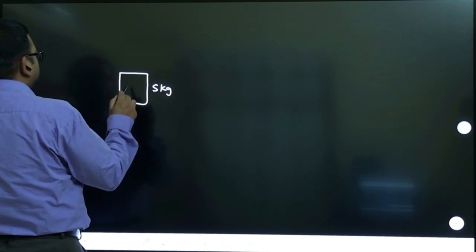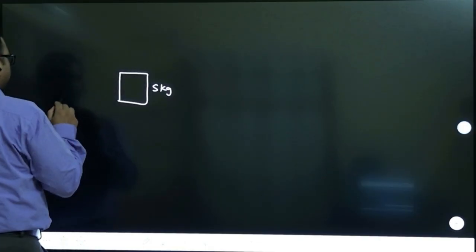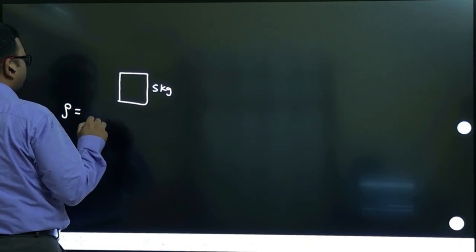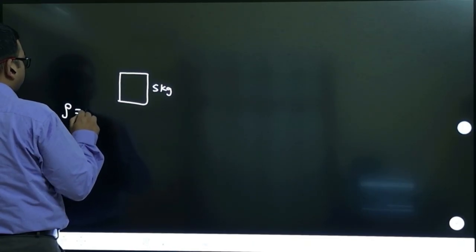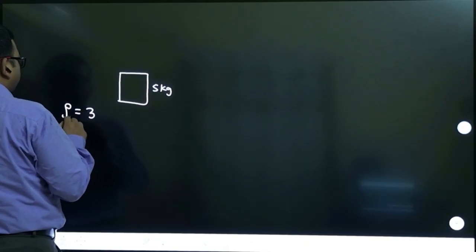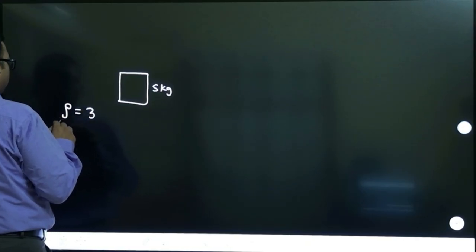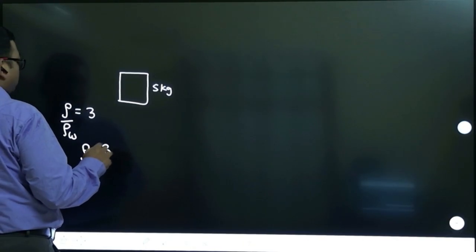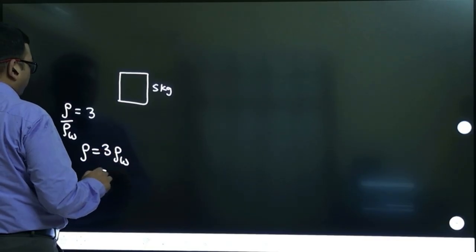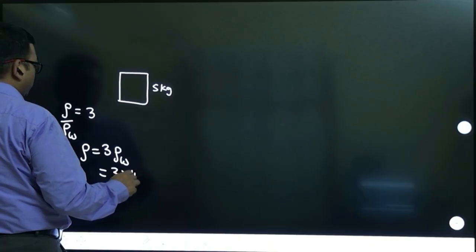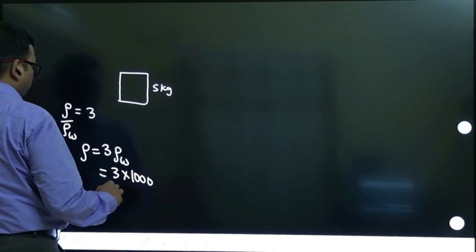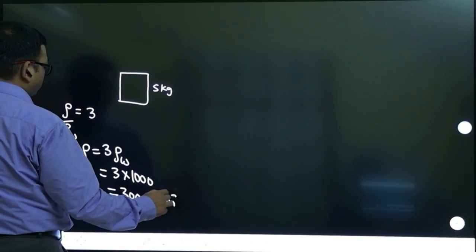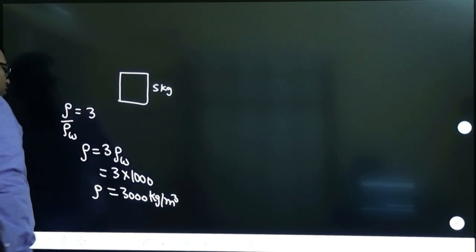The mass is 5 kg and its specific gravity means its density. So how much is the specific gravity given? 3. Specific gravity is the ratio of the density of the object and the density of water. So the density of the object is 3 times the density of water. If I take the SI unit, water density is 1000, so this becomes 3000 kg per meter cube. Okay, that's what it is.